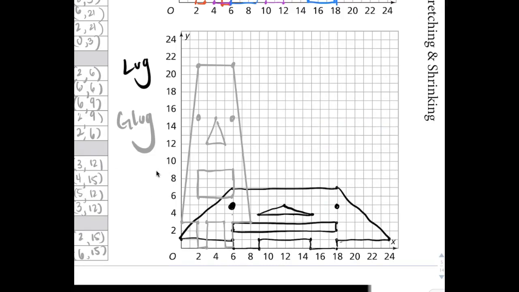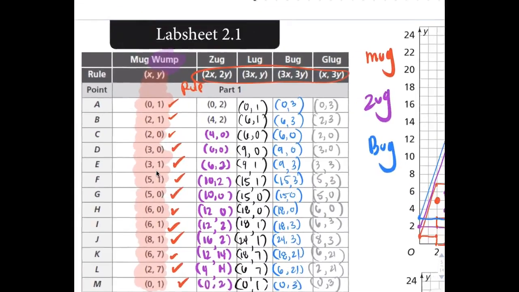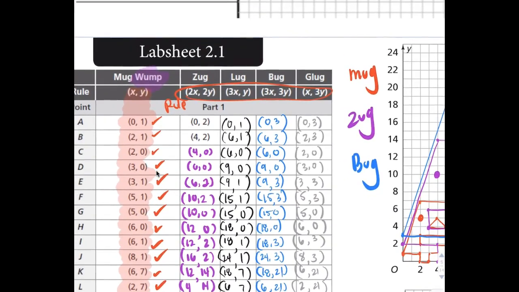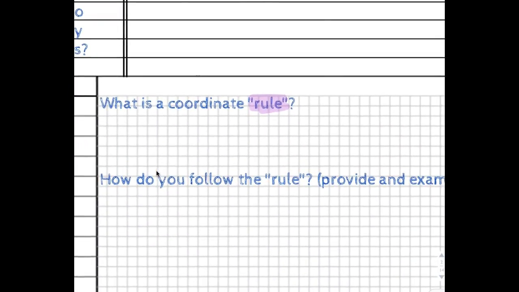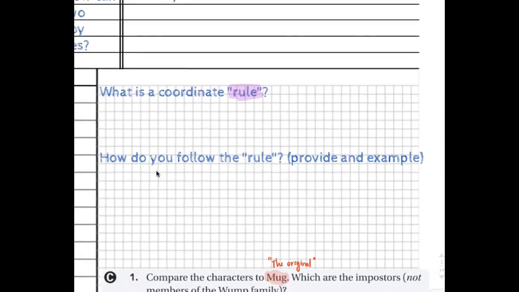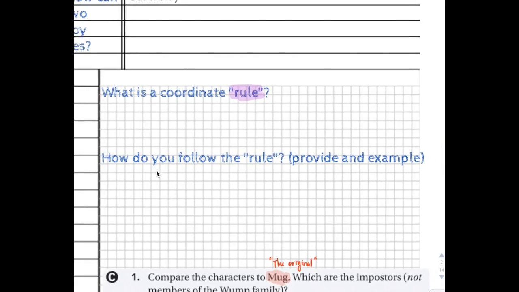Now you can go to the front and start answering some of the questions. When the questions ask about rules, again we're talking about these items here. These are our rules. So what is a coordinate rule? And how do you follow the rules? Provide an example. Go ahead and answer those two questions. Pause the video. You should be working for about 5, maybe 7 minutes or so.